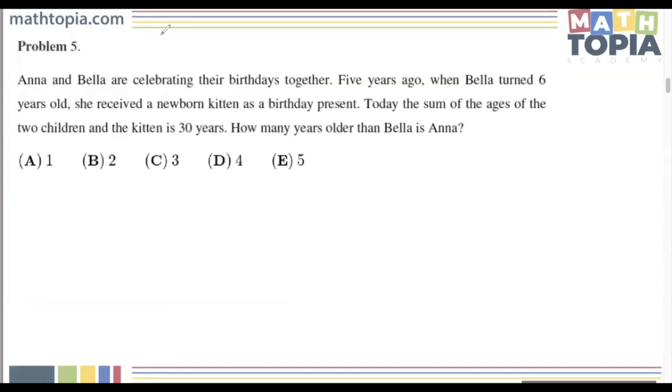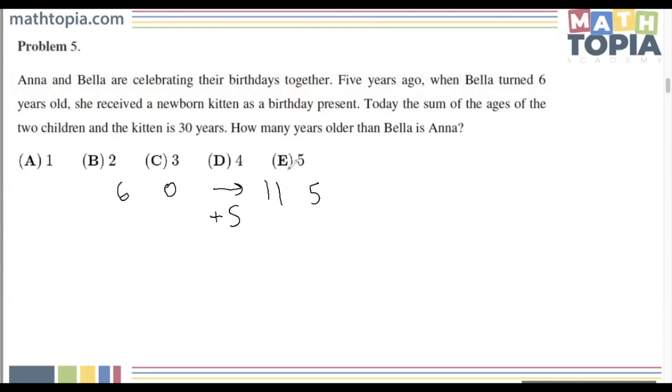Number 5, we have Anna and Bella, and they're celebrating their birthdays together. Apparently they're born on the same day. 5 years ago, Bella turned 6 and received a newborn kitten. So Bella's age 5 years ago was 6, and the newborn kitten's age 5 years ago would be 0. So now, 5 years later, Bella should be 11, and the kitten should be 5.